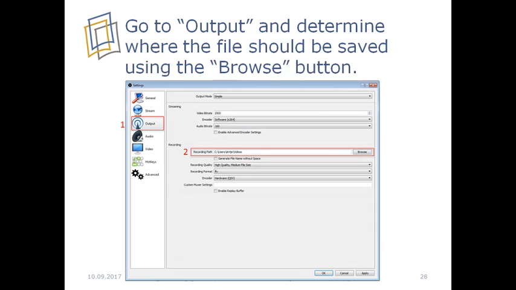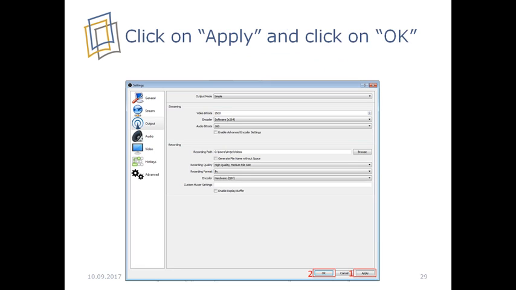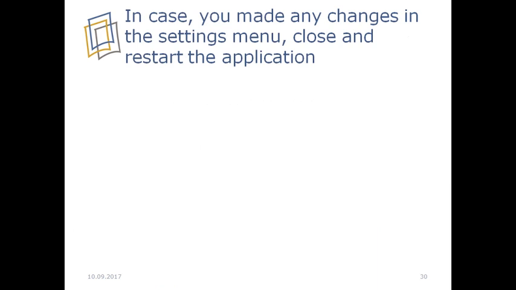You go to Output, you see the number 1, and then you determine where the file should be saved using the Browse button. And the window remains the same. You click on Apply in the lower right corner and you click on OK after that. In case you've made any changes to the settings, you close and restart the application so your changes become active. Okay, so that was already it in terms of installing and making settings.